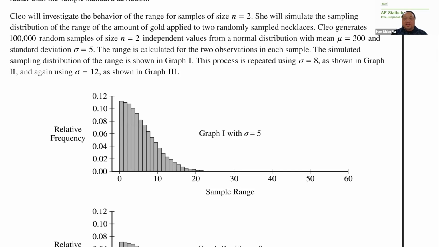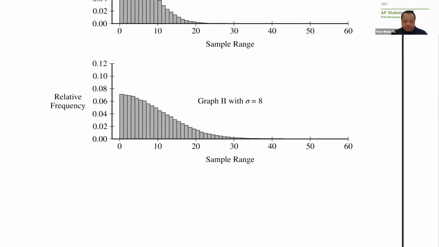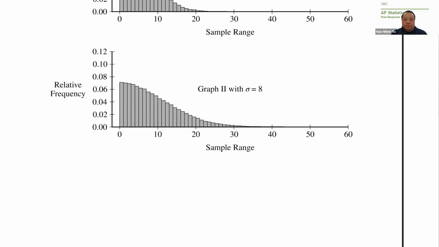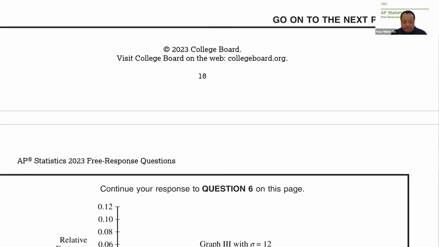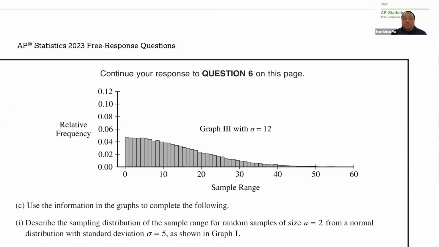This process is repeated using sigma equals 8 as shown in graph 2, and again using sigma equals 12 as shown in graph 3. So here's graph 1 with sigma equals 5, graph 2 with sigma equals 8, it seemed to be spread out a little bit more to the right. And graph 3 with sigma equals 12 is spread out even more to the right.